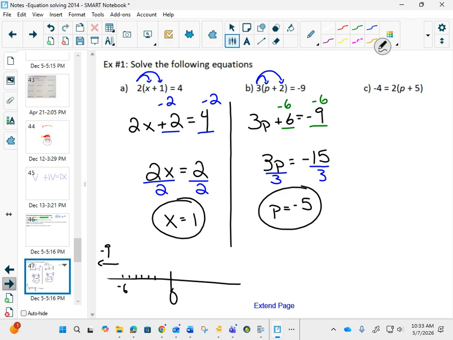Negative 5 plus 2, brackets first, order of operations, would be negative 3. Negative 3 times 3 would be negative 9. And you can check to see if your answer is right. That's one thing. I always like to check my answers.